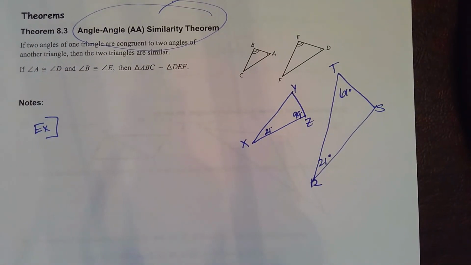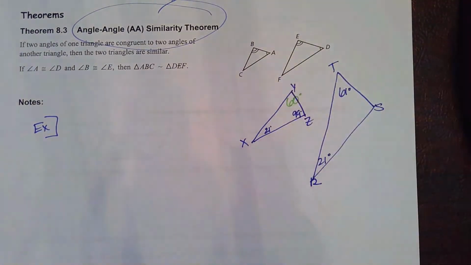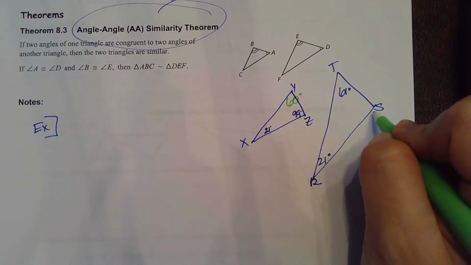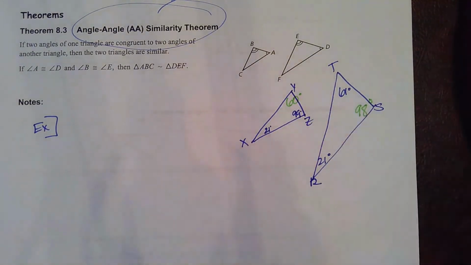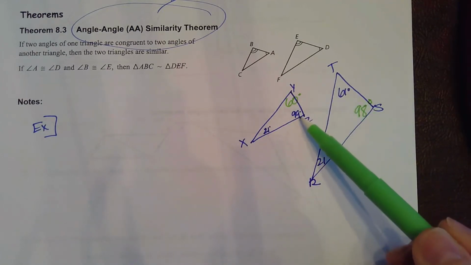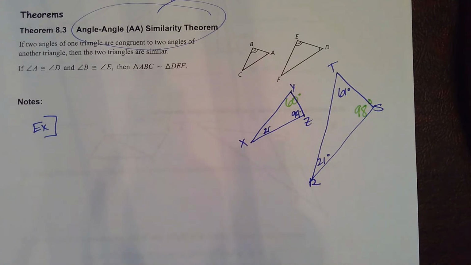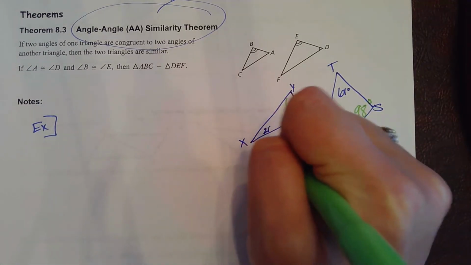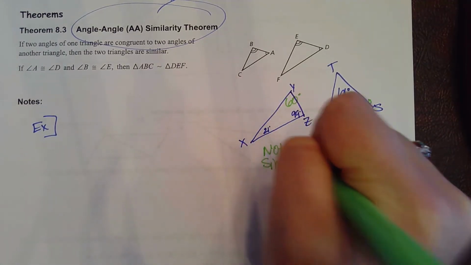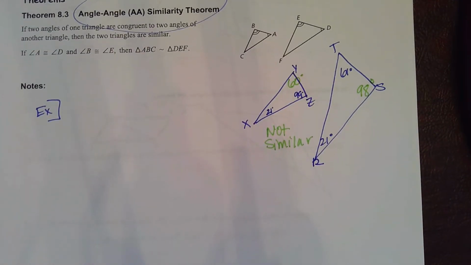So what I did is I used my triangle sum theorem and I figured out that this angle here is 60 degrees, and then I figured out angle S over here was 98 degrees. So what I can conclude is that if I have a 60, a 99, and a 21, and then a 61, a 98, and a 21, that is not enough to show that these triangles are similar. So these are not similar triangles, or at least we don't have enough information to prove that they're similar.